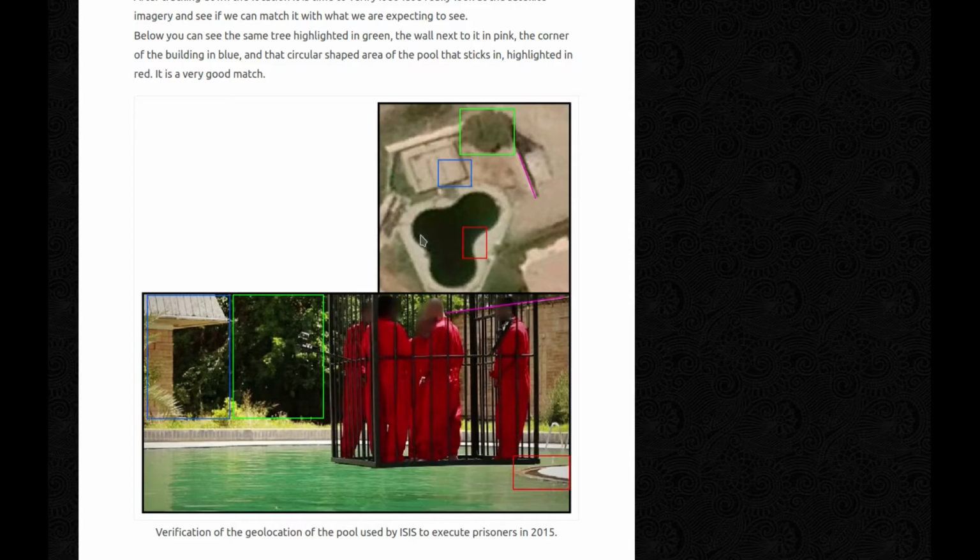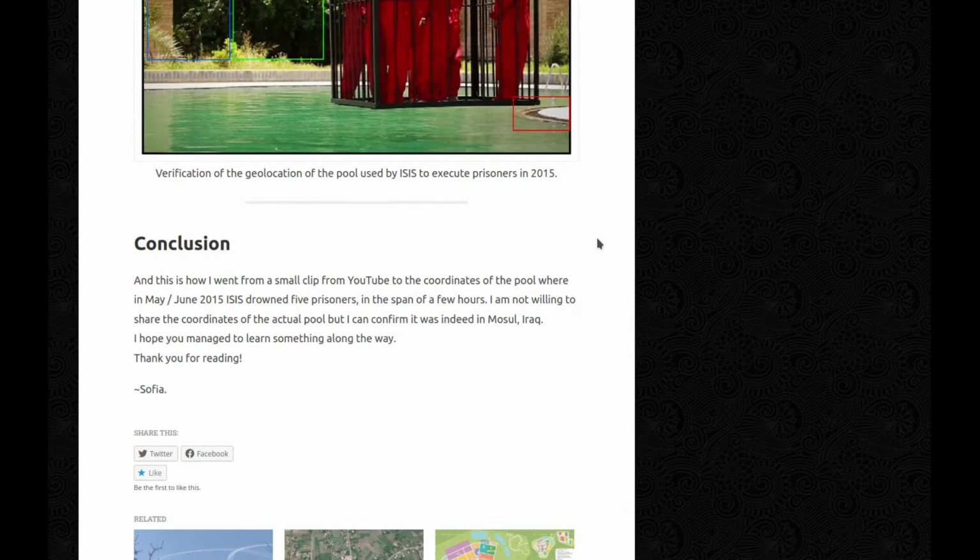See, remember I told you that the pool was not going to be straight edged? Perfect, absolutely perfect. It is a very good match. Amazing. Conclusion. And this is how I went from a small clip from YouTube to the coordinates of the pool where in May/June 2015 ISIS drowned 5 prisoners in the span of a few hours. I'm not willing to share the coordinates of the actual pool, but I can confirm it was indeed in Mosul, Iraq. I hope you managed to learn something along the way.